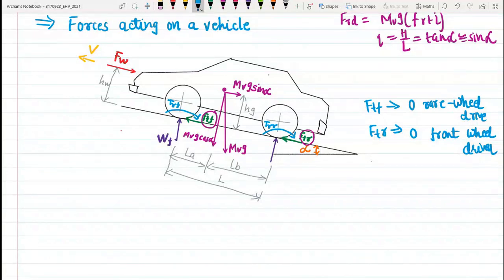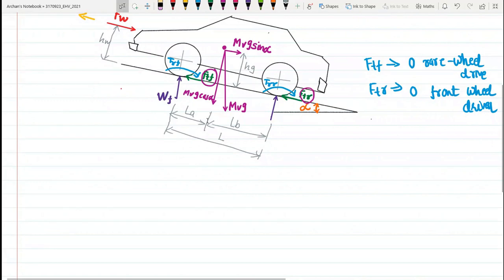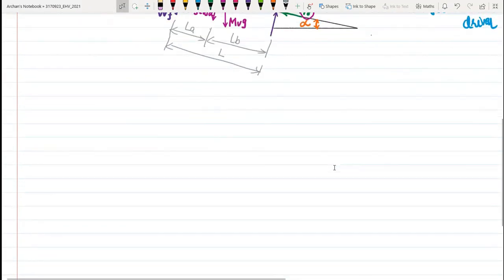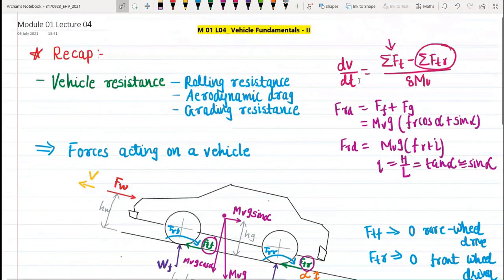Now we know the vehicle movement very well, and we know the resistances offered by the vehicle very well, right? So now we will derive the dynamic equation, because this dynamic equation will help us in modeling the drive or modeling the vehicle. The dynamic equation of vehicle motion along the longitudinal direction is something we already know: dv/dt = (ΣFt − ΣFtr) / (δ mv), right?